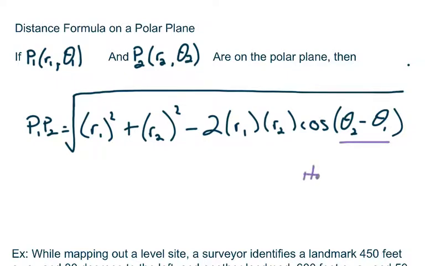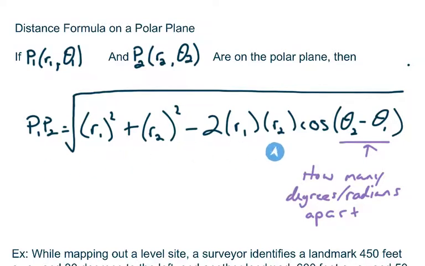So this is how many degrees/radians apart the 2 points are. Okay, so I'll give you an example here of how to do this. So the distance between 2 points is equal to this whole big ugly mess. But this is something you can type into your calculator. So if you can identify what R1, R2, theta 1, and theta 2 are, it's really not that hard. It's just a matter of plugging it into the calculator.